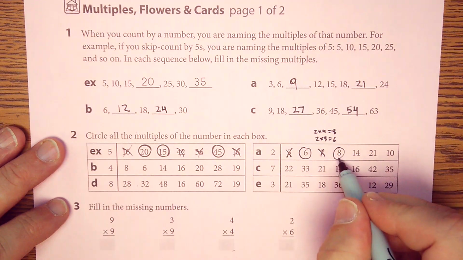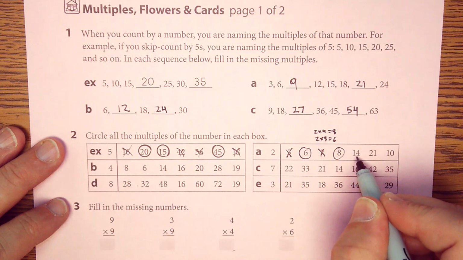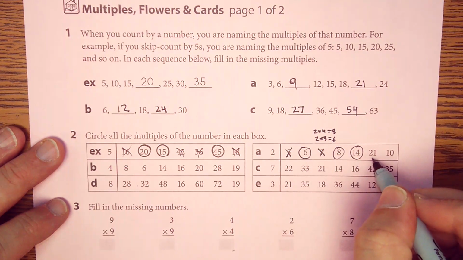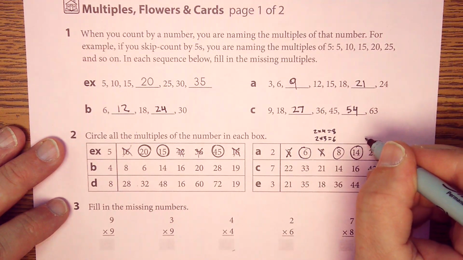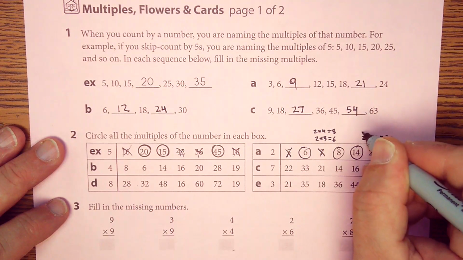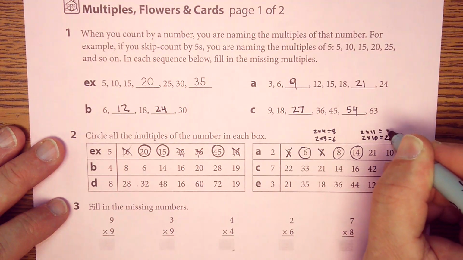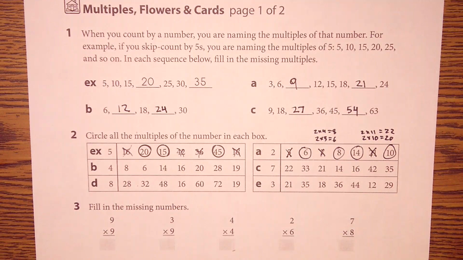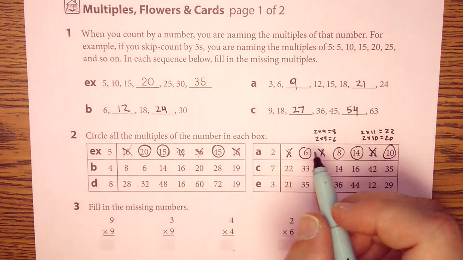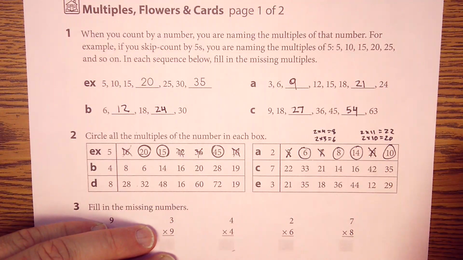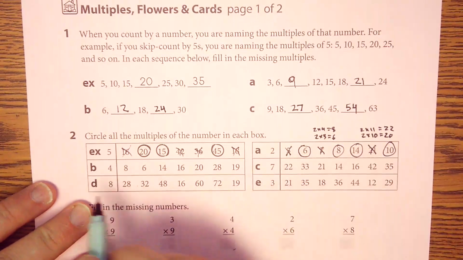That's a good one. What about 2 times something is 14? Yeah, 2 times 7 is 14. 2 times something is 21. Well, 2 times 10 is 20. That's pretty close. 2 times 11 is 22. Nope, won't work. And 2 times 5 is 10. When you're thinking about counting by twos, we should note that any number that is even is a multiple of 2. Okay?